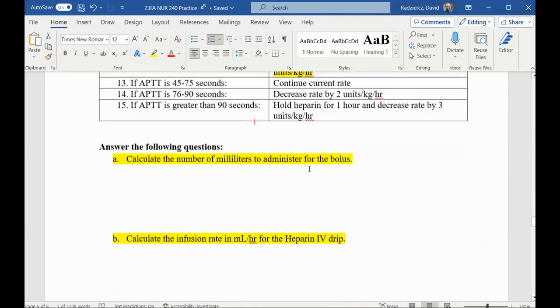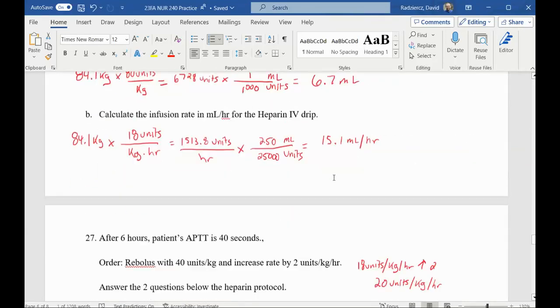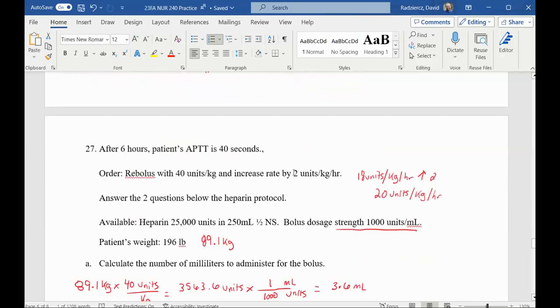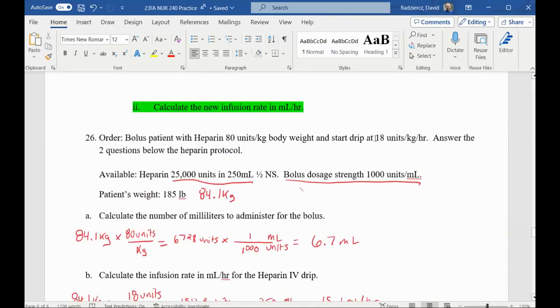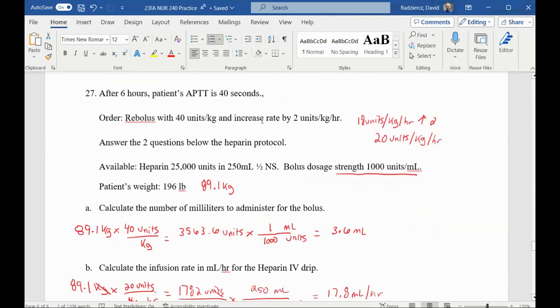So remember, I just copied and pasted the question. Our original was 18 units per kilogram per hour, right? I deleted it here, but it said it in the original. And then it told us to increase the rate by 2 units per kilogram per hour. So 18 plus 2 is where 20 comes from.